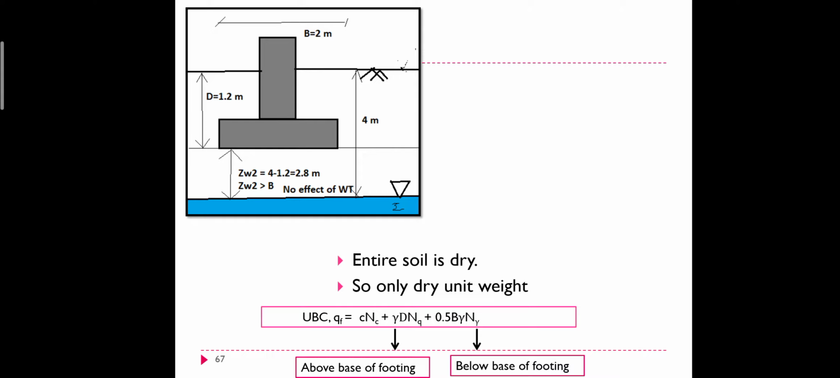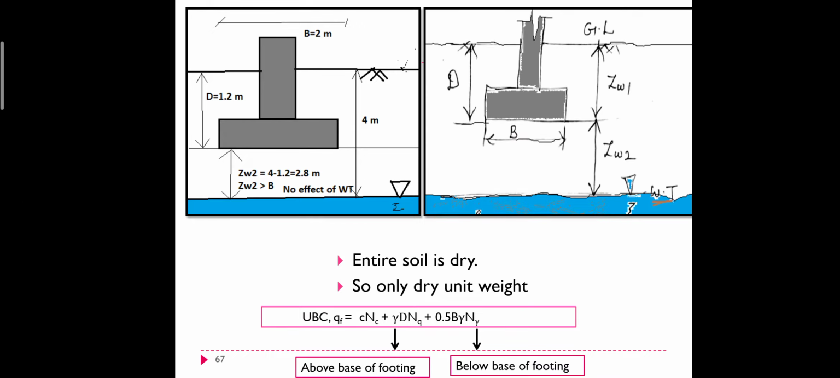Now what is ZW1? ZW1 is 1.2 meter. As you know, it is the distance from the ground level to the base of the footing. Here ZW1 picture la illa, but ZW1 is 1.2. What is ZW2? From the base of the footing to the water table, that is ZW2.